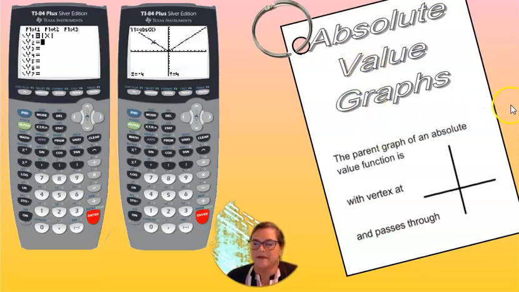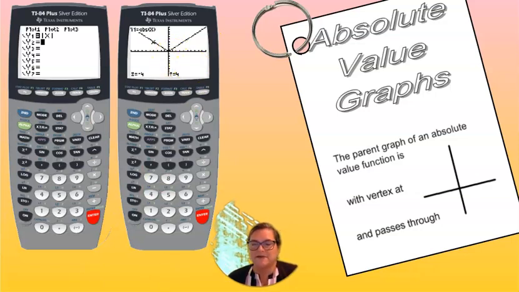So welcome. These are our notes for absolute value graphs. And we're going to begin by looking at the parent graph of an absolute value function. So if you're in your TI-84 graphing calculator or in Desmos, you're going to enter the function absolute value of x in the y equals. And then you can do zoom 6, zoom standard to look at your parent graph.